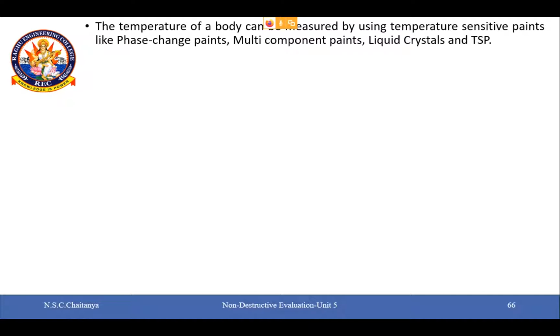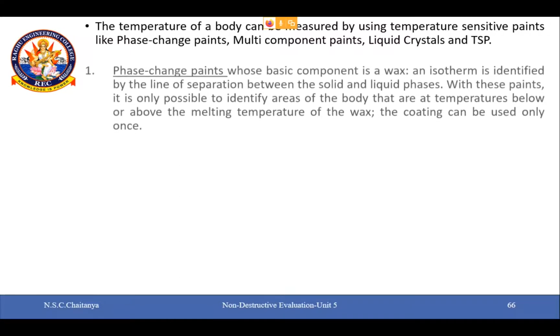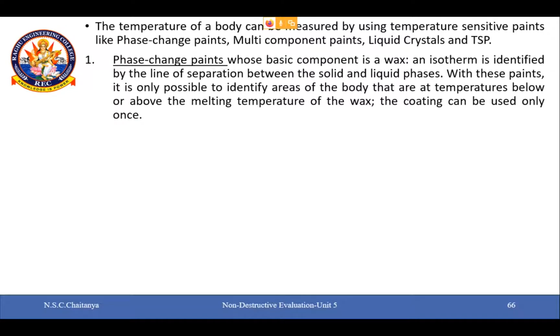These are similar to pressure sensitive paints and emit light whose intensity decreases with temperature. So I'll just read through. Phase change paints, whose basic component is wax. An isotherm is identified by the line of separation between the solid and liquid phases. With these paints, it is only possible to identify areas of the body that are at temperatures below or above the melting temperature of the wax. This is one limitation, obviously, because wax is the basic component of these paints. The coating can be used only once. That is quite evident.